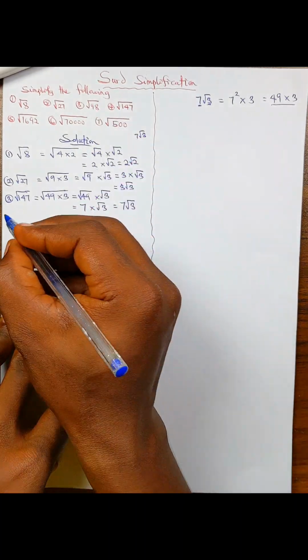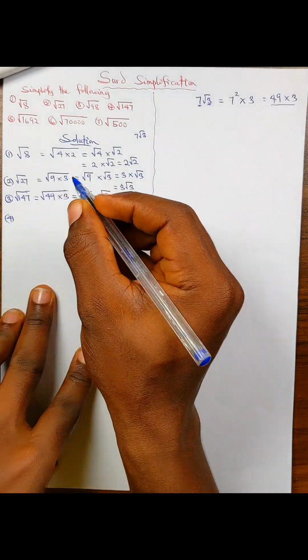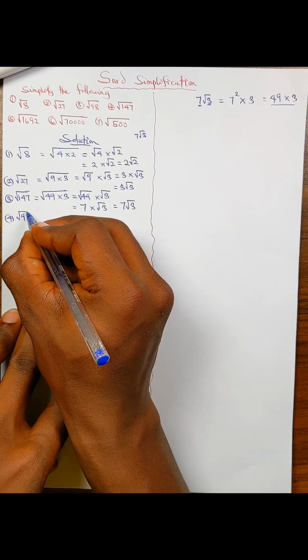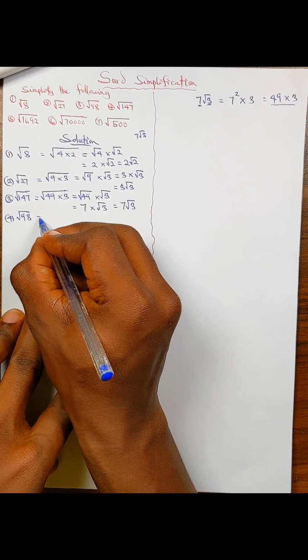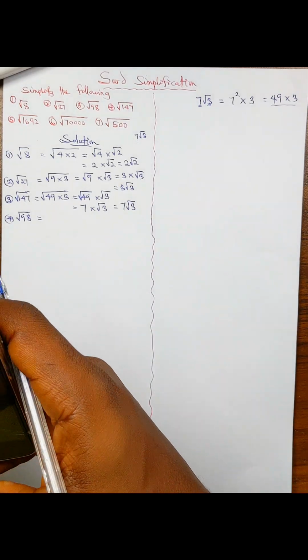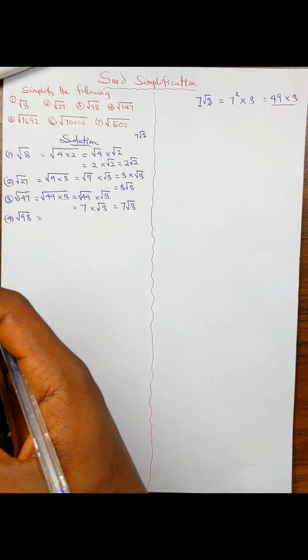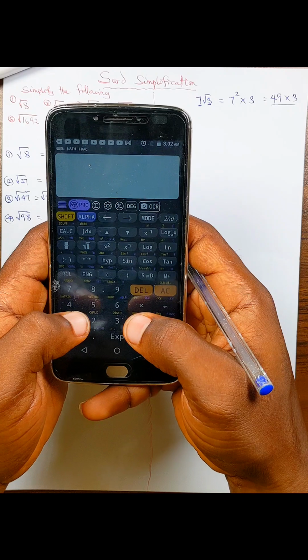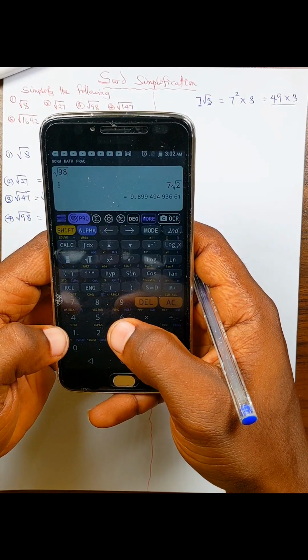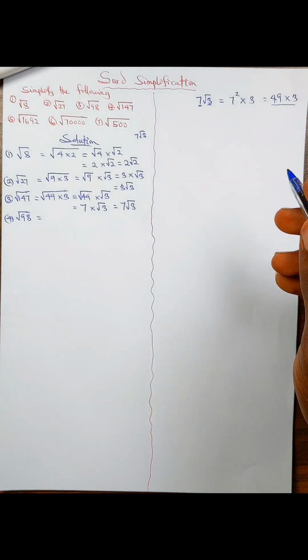I skipped for 98. Okay, let's go to 98. Change the numbers. So let's go to the square root of 98. What two numbers are going to give us 98? And one of them is a perfect square. So simply, I'll pick my calculator and I'll type the square root of 98. It gives me 7 root 2.